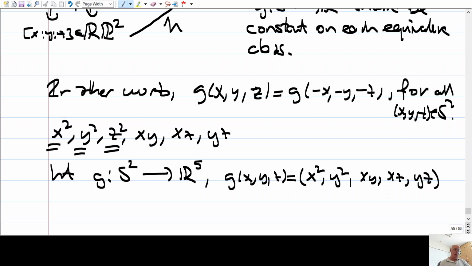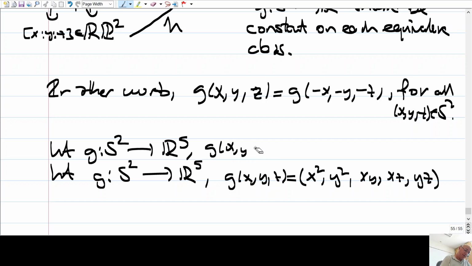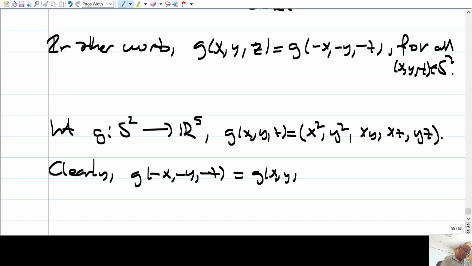So I have 5 elements here, monomials. Okay, so let G be the map from S2 to R5 given by these. Let it stay like that. Now of course, clearly, G of (x, y, z) is the same as G of (-x, -y, -z). Well, in other words, G is constant on the fibers.